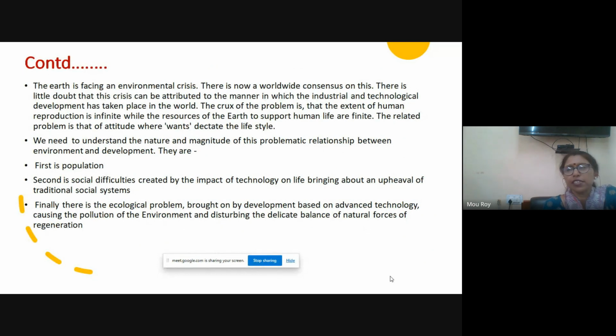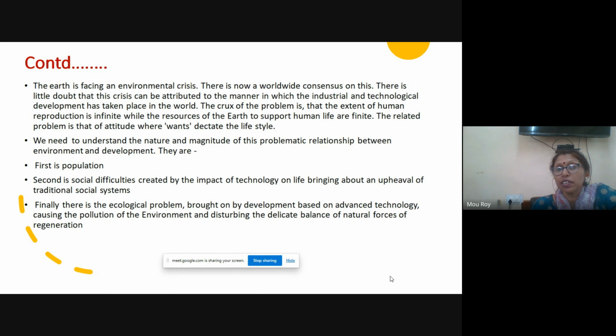I told you yesterday, we had tourism day. The theme of tourism day was green tourism. On one side, it's mentioned green tourism. On the other side, you'll find people are using paper bags, people are throwing garbage here and there. So this is what the earth is facing, an environmental crisis.